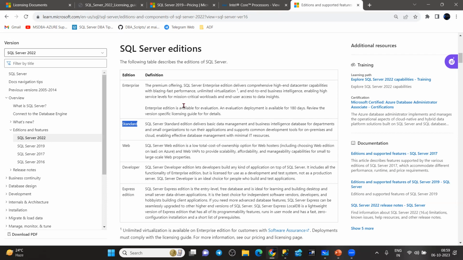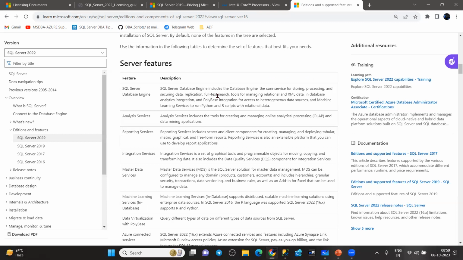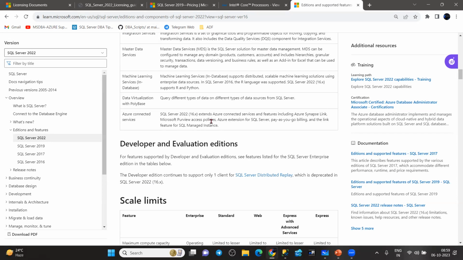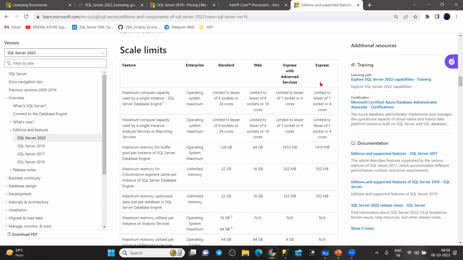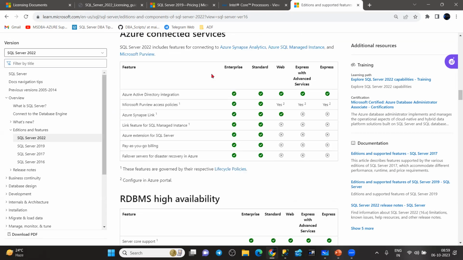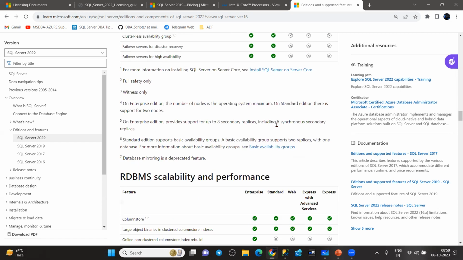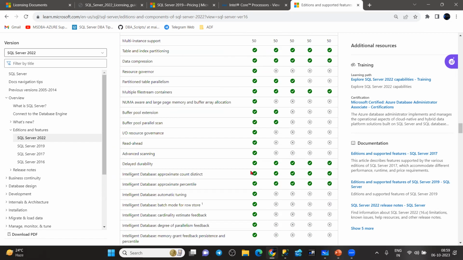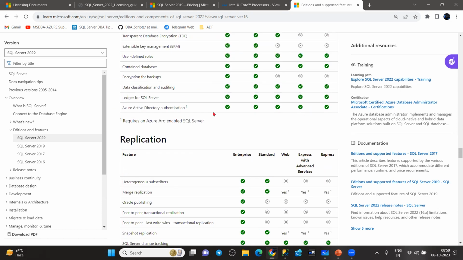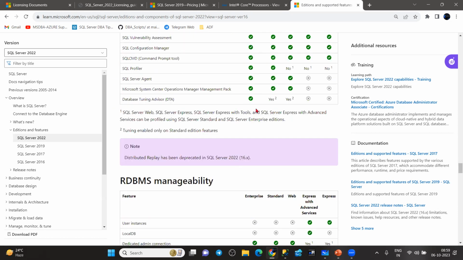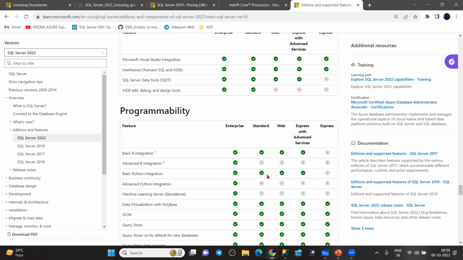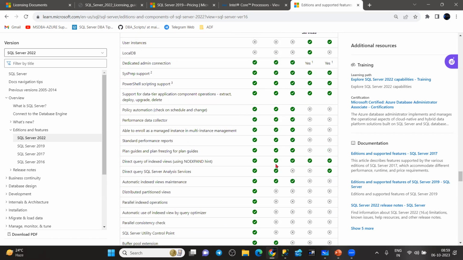This URL will help you a lot about the editions, along with the services Microsoft is offering and the features, and scale limits. You will see the Azure Container Service, RDBMS high availability, scalability and performance, security, replication, management tools, manageability, and development tools. A lot. Here you will get everything at one shot.